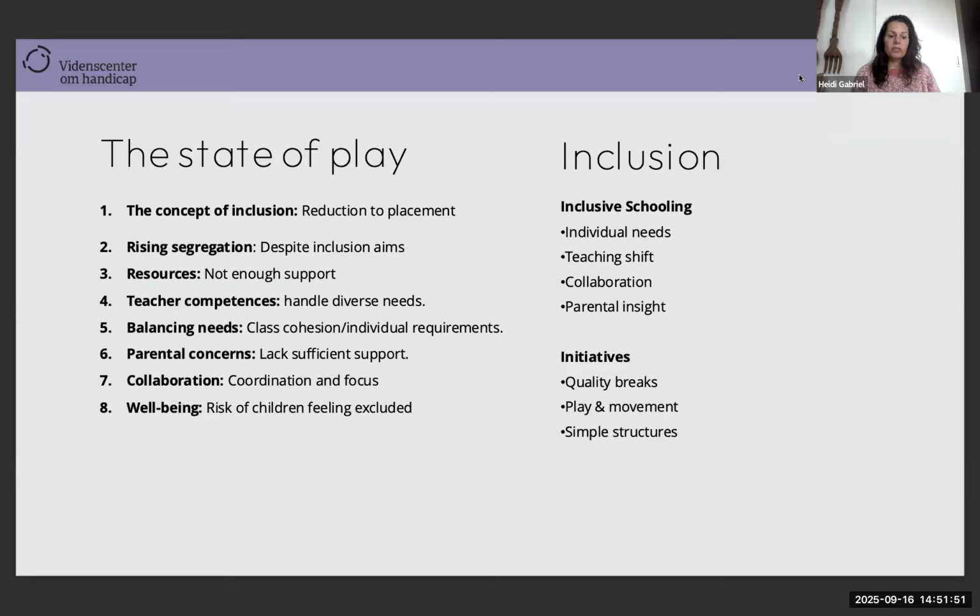And then simple structures like visual schedules create predictability, which is also really important for a lot of children, not only those with special needs. It's needed for some, but it's good for all.